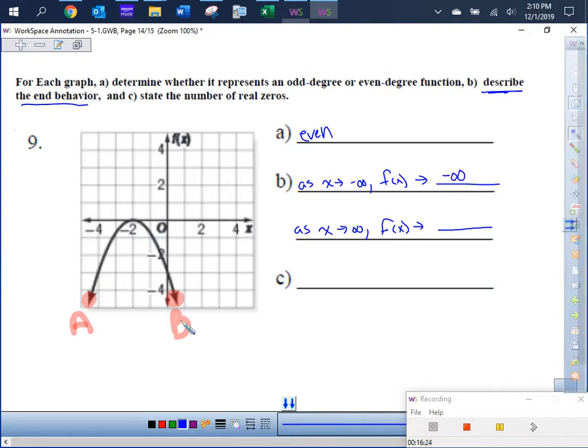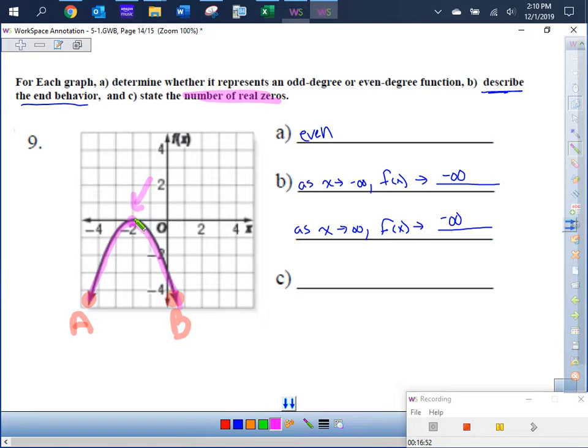How about the guy on the right? This guy's going down to negative infinity. They're supposed to go the same way. This is an even degree. And now for the awesome part. State the number of real zeros. Well, it's where it either touches or crosses the x-axis. And this guy just ended up touching the x-axis, but he never crossed over. If I highlight this pink, I never went above the x-axis. It touched it, but never crossed it.